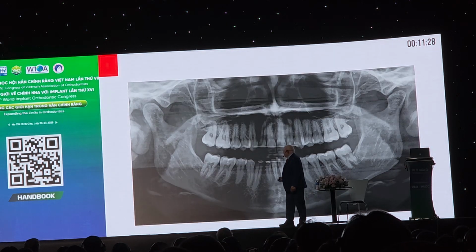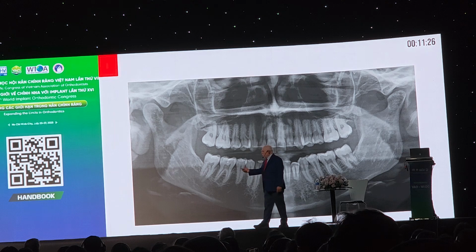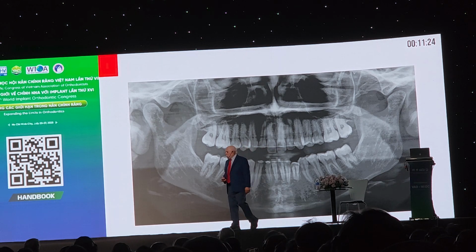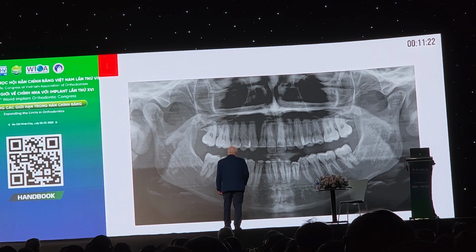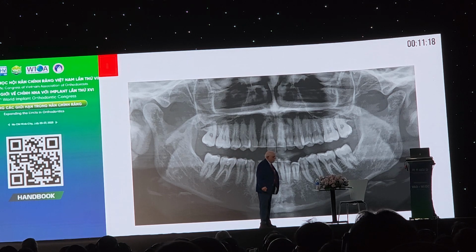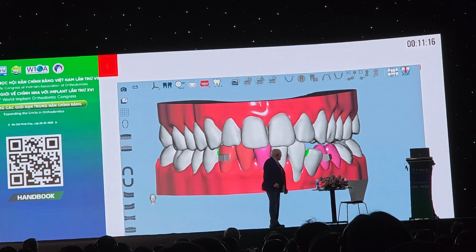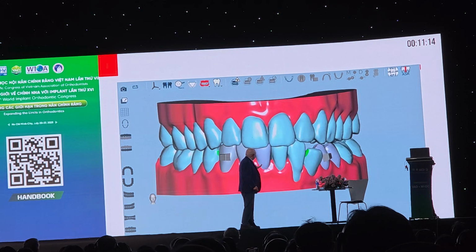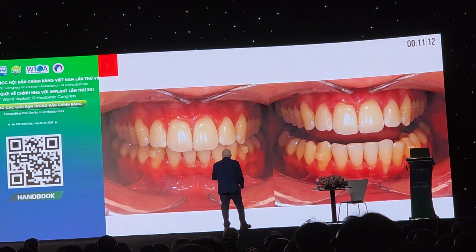These are, just to give you an example, what is going on. Take a look at the panoramic film, what is going on in here. You can see the root is all the way inside. Just to show you a very simple example of what is going on with our aligners.